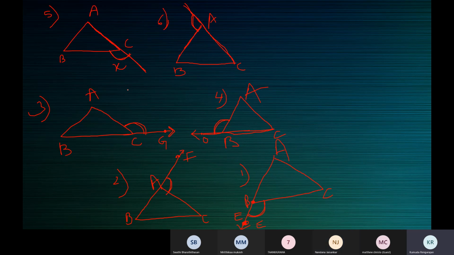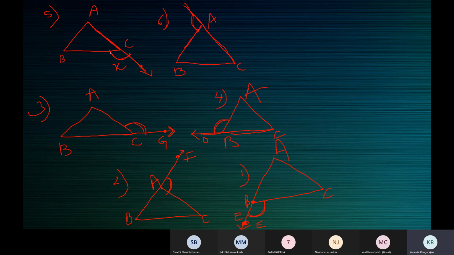We don't use a small letter for a point, because we know that a point is always named using a capital letter. If you take a point, you should always name it using a capital letter. No small letter for a point.